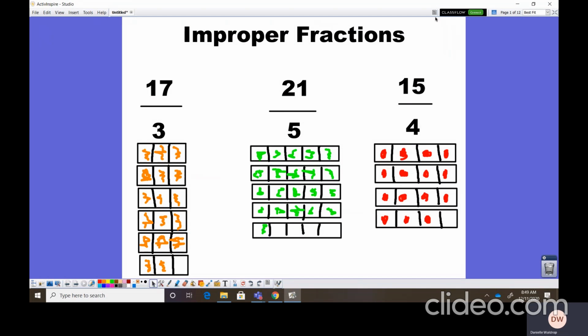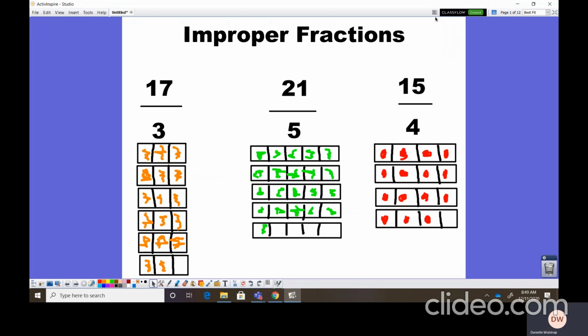After watching this video, you need to be able to identify and tell whether a fraction is called improper or if it is a mixed number. We're going to look at improper and mixed numbers in this video, and then at the end, we're going to do some number line practice as well.